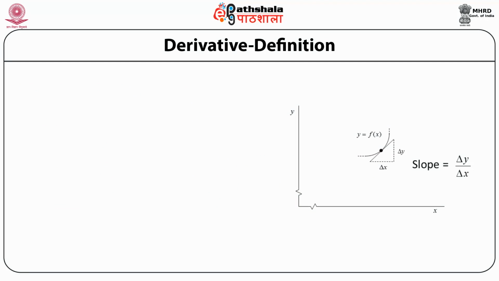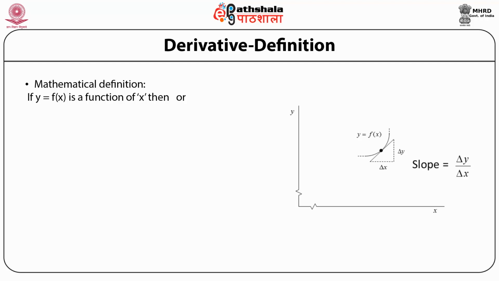There is a function f of x as seen in the figure, and you see a line drawn tangent to the curve f of x. Then we can consider, for a small delta x, what is the delta y which connects. Then this becomes the slope, delta y by delta x. Now let us see the mathematical definition.